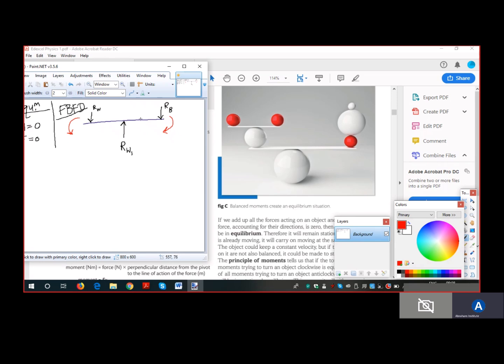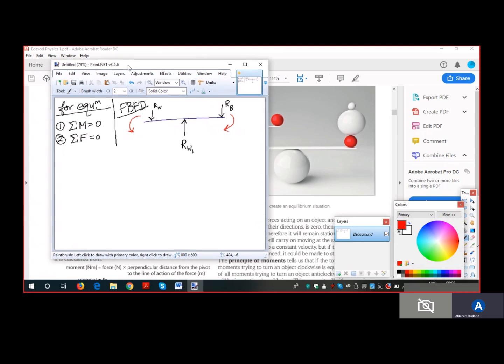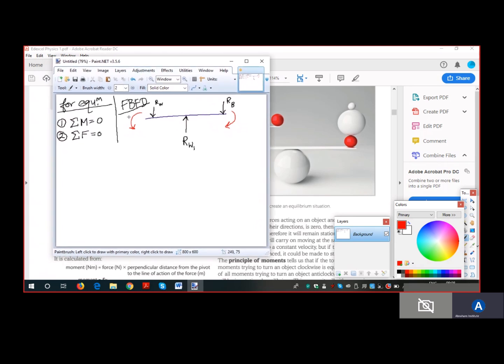So if it is in equilibrium, then the sum of clockwise moments should be equal to the sum of anti-clockwise moments, and also the sum of forces in any direction should be 0. That means the resultant force should be 0. Now we can find first the moment and then the reaction for the resultant force by writing equations. They will give you these quantities, maybe R, W, RB, and one or two unknowns which you have to find.